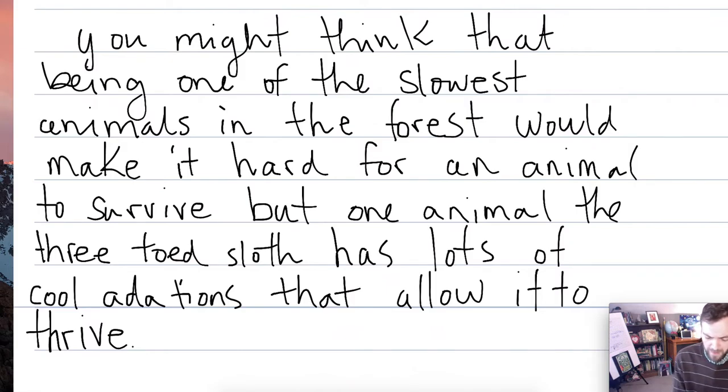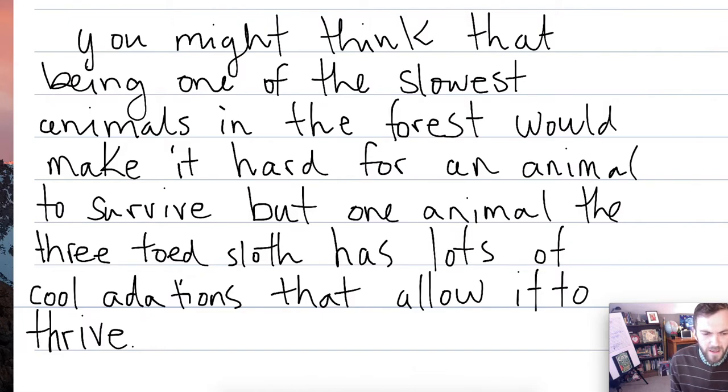I'm going to go ahead and do some of that myself here. I have a pencil ready. I like to use a colored pencil. I like the color green just because it's one of my favorite colors, and it's kind of, to me, a positive color because green means go, grass, trees, cool things are green, so I like that color. I'm just going to read out loud here with my pencil ready and see if I catch anything that maybe needs to get changed. You might think that being one of the slowest animals in the forest would make it hard for an animal to survive, but one animal, the three-toed sloth, has lots of cool adaptations.